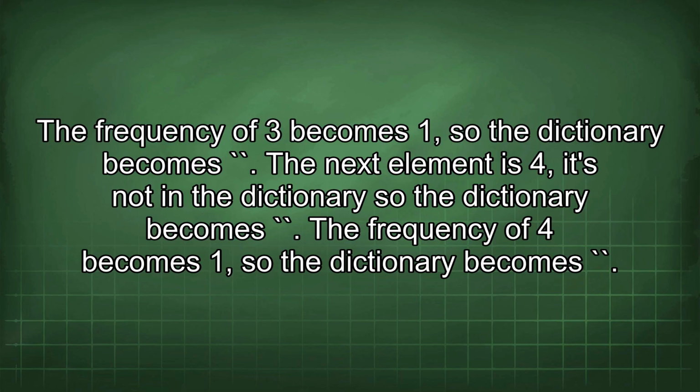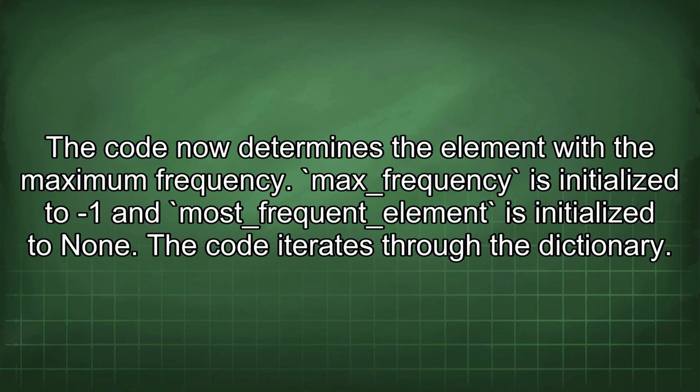The next element is 4, it's not in the dictionary, so the dictionary becomes {1: 1, 2: 1, 3: 1, 4: 0}. The frequency of 4 becomes 1, so the dictionary becomes {1: 1, 2: 1, 3: 1, 4: 1}. The code now determines the element with the maximum frequency. Max frequency is initialized to -1 and most frequent element is initialized to none. The code iterates through the dictionary.